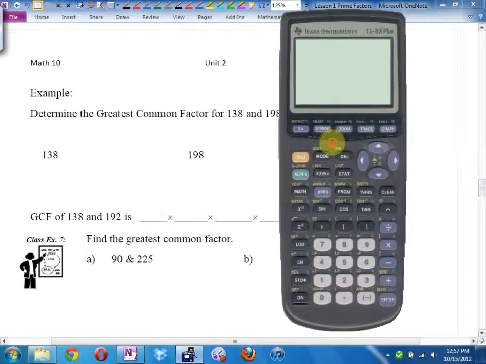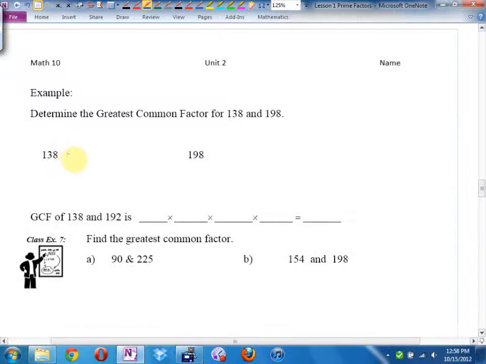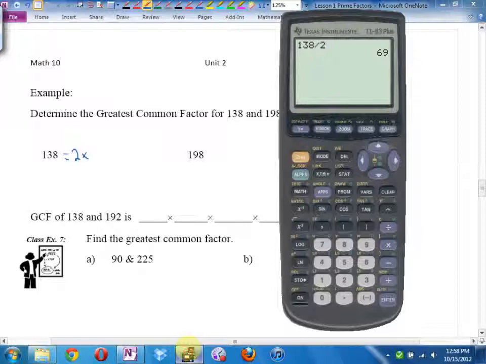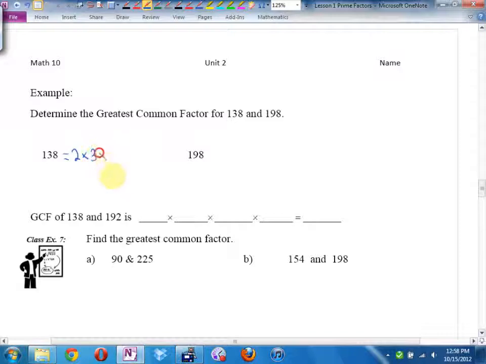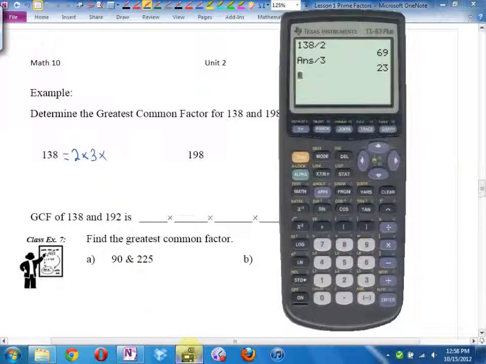Start with 138, and I would pick a prime number that I know goes into 138. What's a prime number that I know goes into 138? I would go and I would write down 2 times. What's the number that goes into this? What I have here, what's the number that goes into that? And I would say times. What's the number that goes into 23? It's prime? Then I'm done.